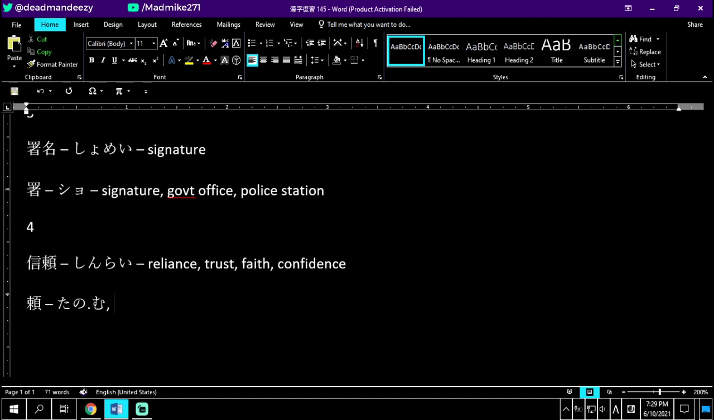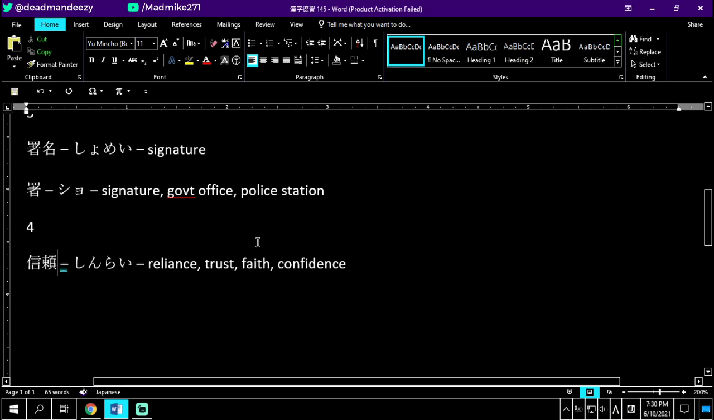We've already learned tanomu before. This is not a new word. Tanomu, shinrai, a bundle of pages. It's trust or a request. Tanomu or rai. I knew tanomu but not rai, which is a word. Shinrai is reliance, trust, faith, or confidence, or a belief in a request. If you believe someone's going to fulfill your request, you have reliance or trust on it. Shinrai desu.